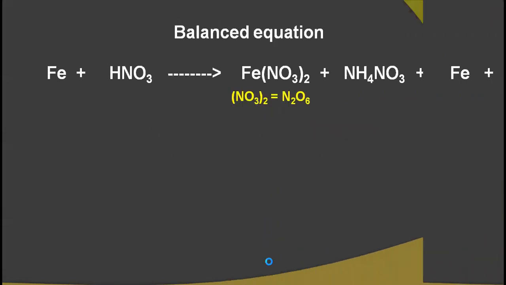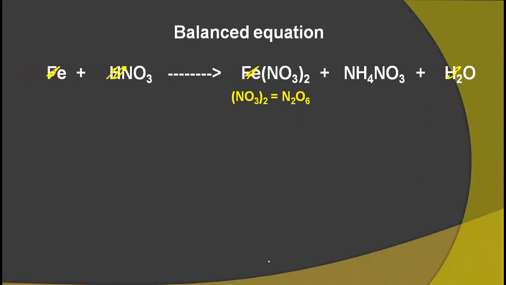Now, for balancing this, I place numbers 4, 10, 4, 3 in front of iron, HNO3, ferrous nitrate, and water respectively. And I would have found these numbers after several attempts. If you have a good chemistry between you and chemistry, you will be able to find this appropriate set of numbers in a jiffy. And if the chemistry between you and chemistry is weak, then it will take a very long time for you to find this appropriate set of numbers.